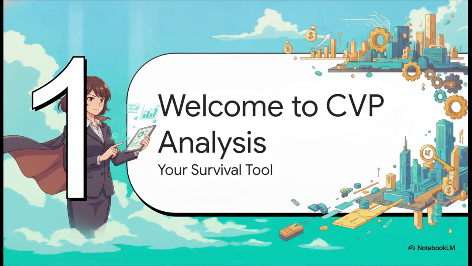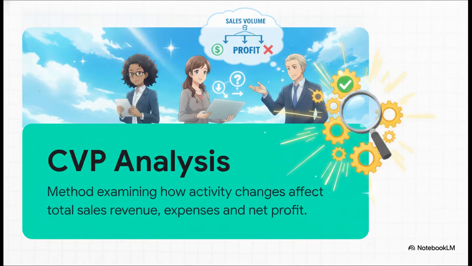Section 1, welcoming you to CVP Analysis, your new ultimate business survival tool. So what exactly is cost, volume, profit analysis anyway? Well, at its core, CVP is a systematic method. It examines how changes in a business's activity, and by that I just mean the volume of output produced and sold, actually affect total sales revenue, expenses, and ultimately your net profit. It's just a brilliant decision-making tool. As a manager, you really don't want to just be guessing, right? You want to use CVP to avoid painful losses, precisely hit your target profits, and closely monitor performance. We're basically using it to answer a very practical, everyday question: what happens if our sales fluctuate?